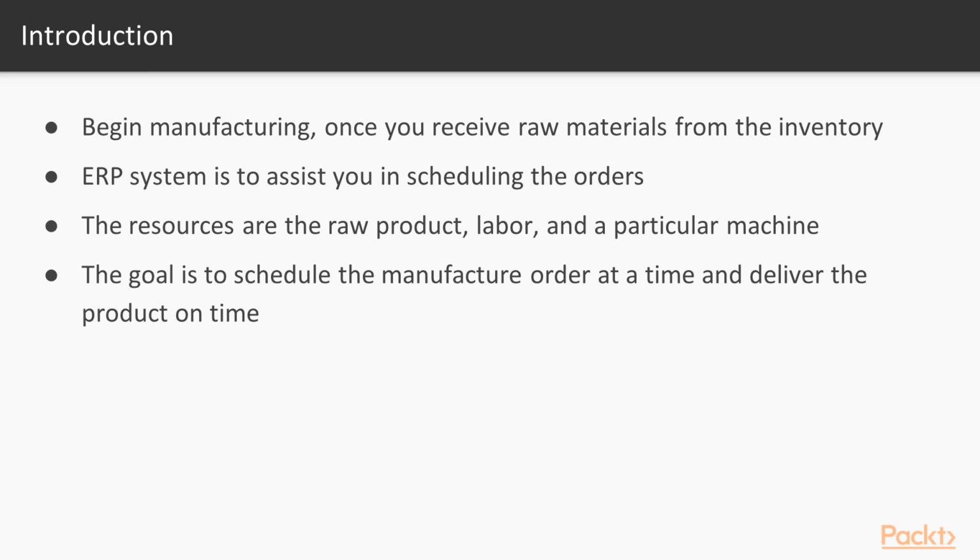Once you have received the required raw products in your inventory, you can begin manufacturing the end product. Part of the functionality of an ERP system is to assist you in scheduling these orders based on available resources. One of the resources is, of course, the raw product. Other resources could include available labor or the availability of a particular machine. Essentially, the goal is to schedule the manufacturing order at a time that all resources are available and produce the product for an on-time delivery.